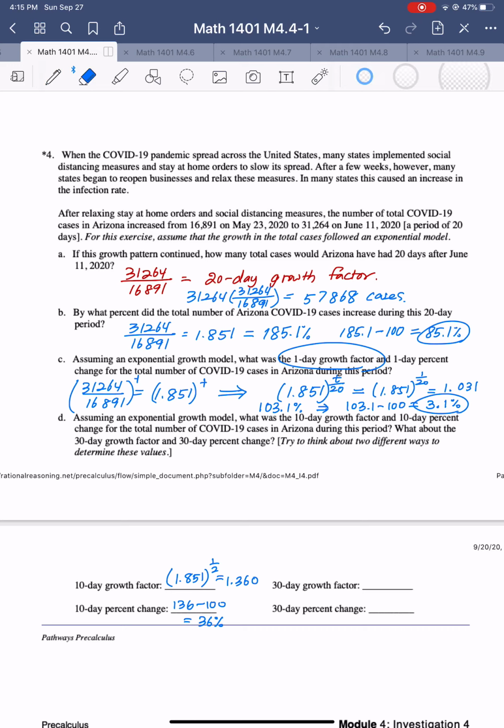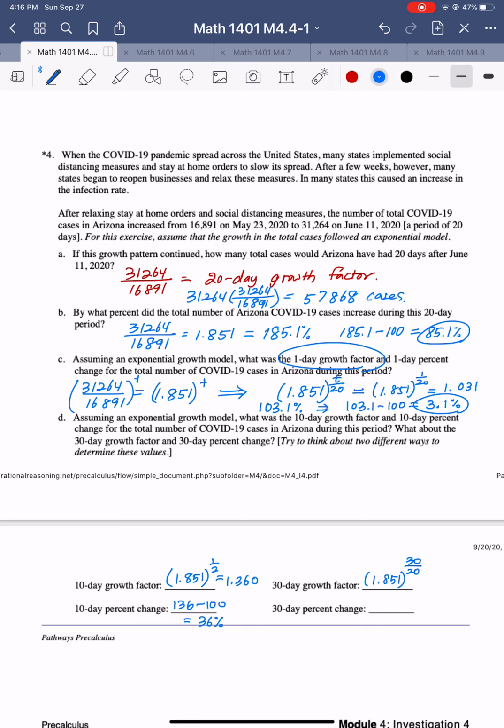For 30 days, you have to put the ratio, so the 30 is actually 1.5 times 20. So you can just put 1.851, but the 30 days is 1.5 times more than 20, right? So 30 over 20, so you can just put the power 30 over 20 if you want.